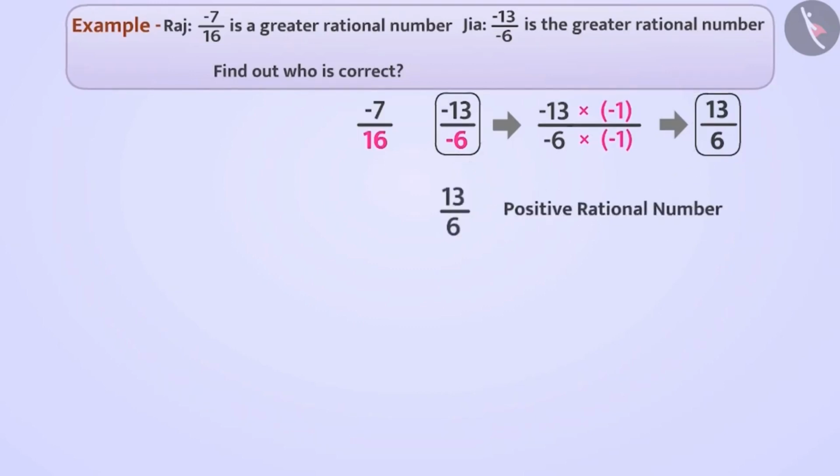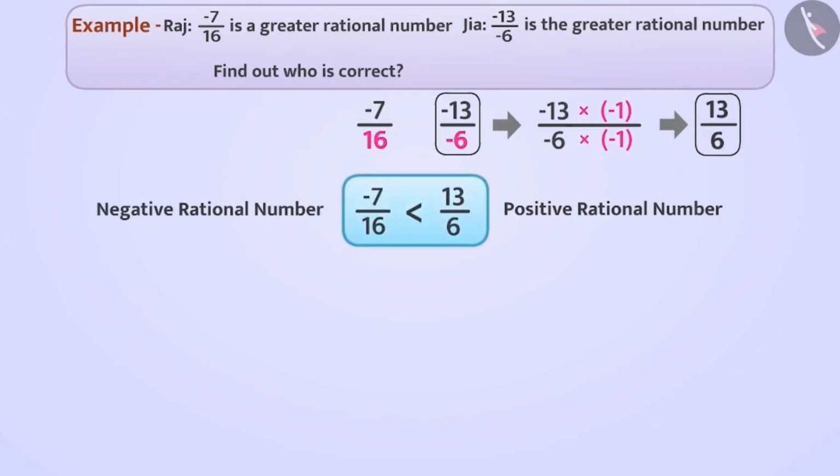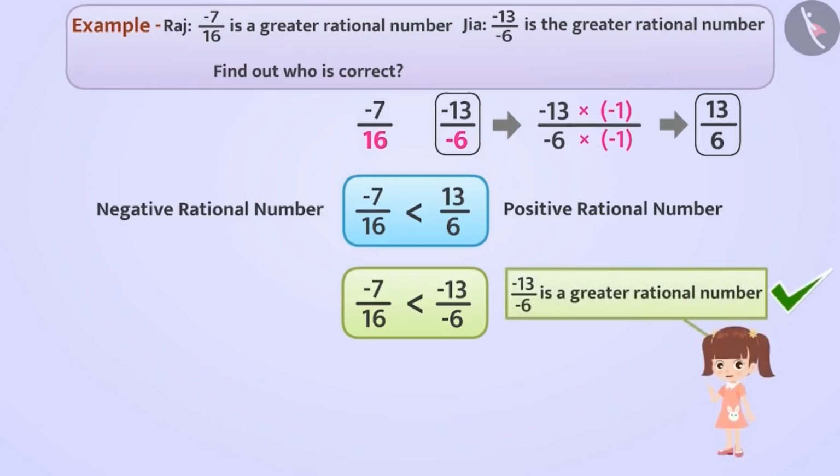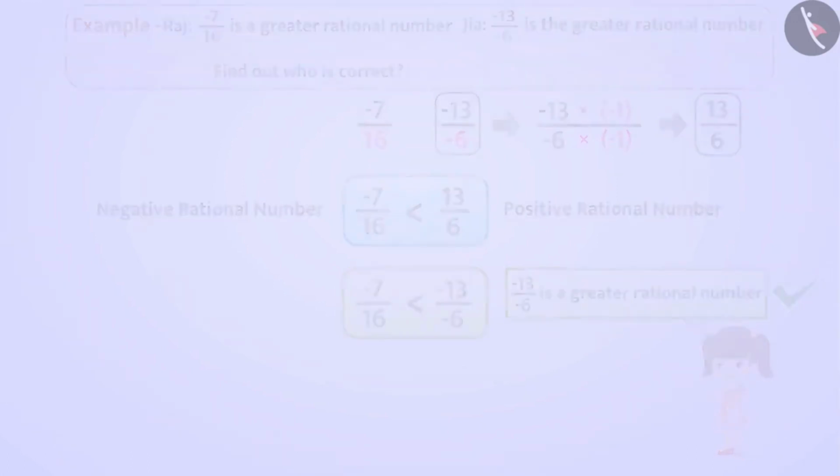This is a positive rational number. But -7 by 16 is a negative rational number. Since a positive rational number is always greater than a negative rational number, we can say that 13 by 6 is greater than -7 by 16. Means -13 by -6 is greater than -7 by 16. Thus, we now know that Jia's understanding is correct.